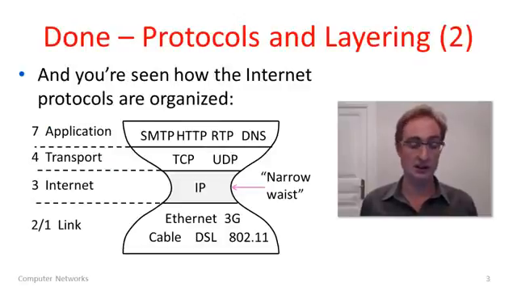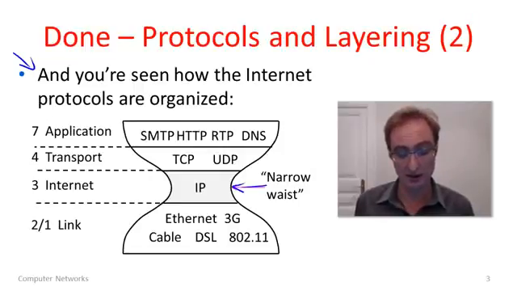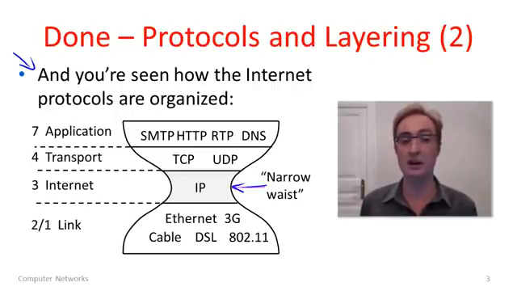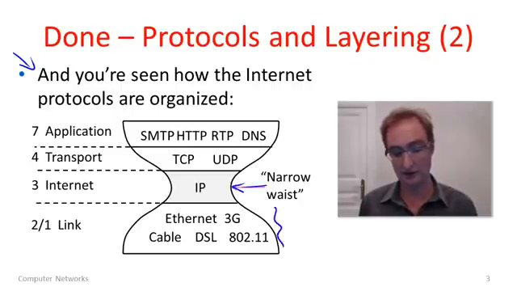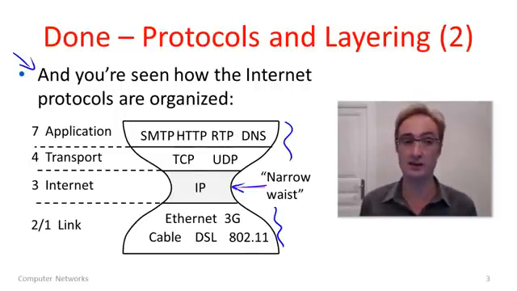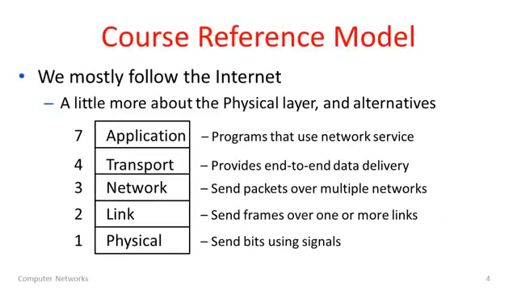And you've also seen how the internet protocols are organised in frameworks such as this internet reference model. In this model in particular, I want to point out the narrow waist of the internet, which is IP, and how it allows a diversity of different link technologies to flower, as well as a diversity of different applications to be used on top of the network.